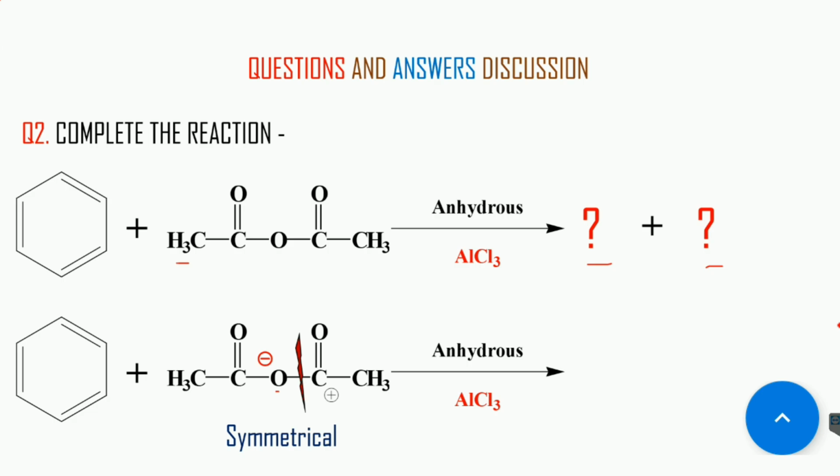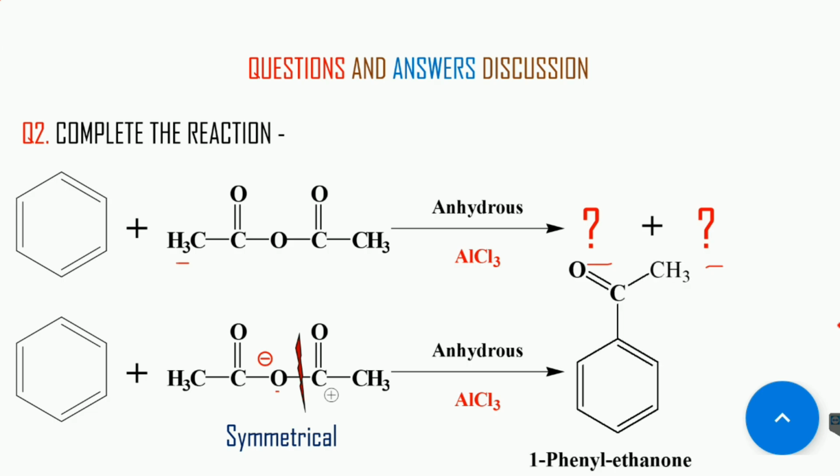So just complete all the three steps as I told in my previous lecture, and you get your desirable products. Like one is the major product, that is this one, phenyl ethanone, and also you get another side product, that is this one, this is acetic acid. Okay.